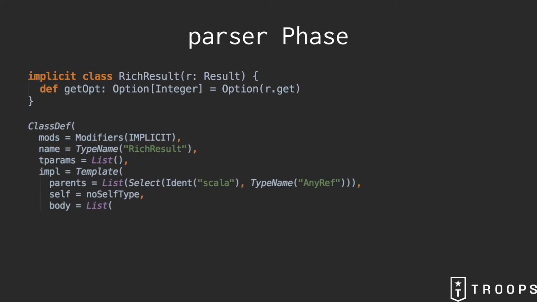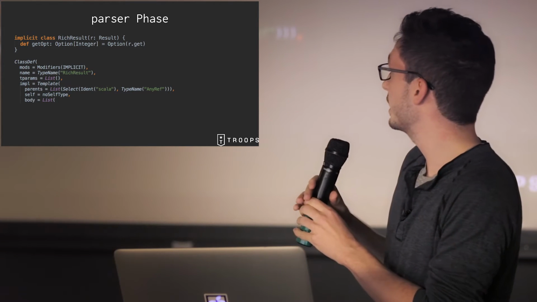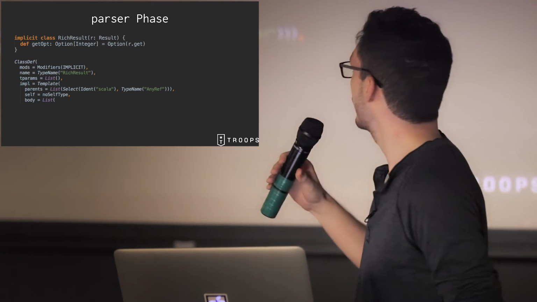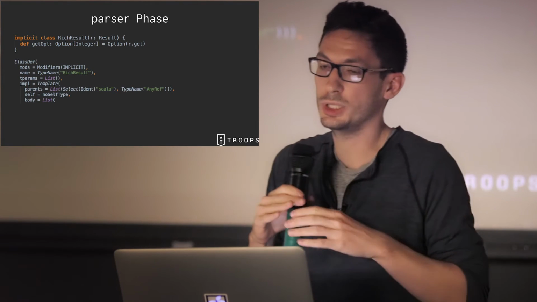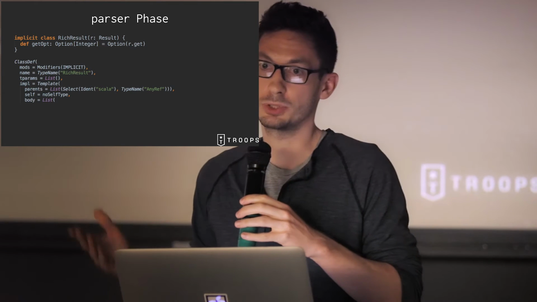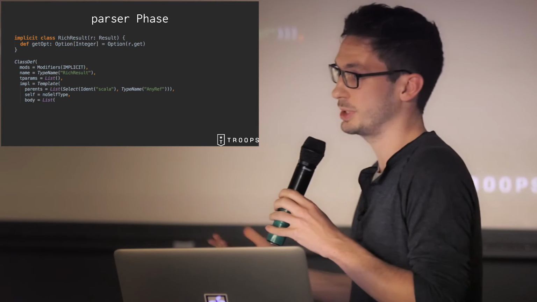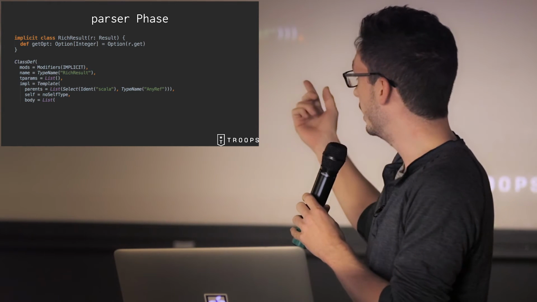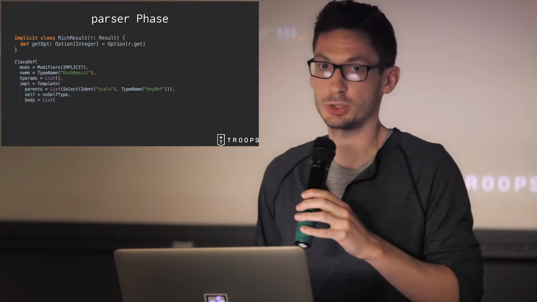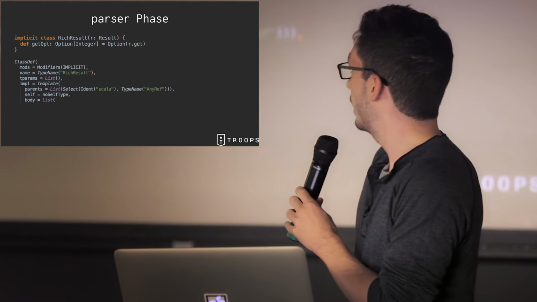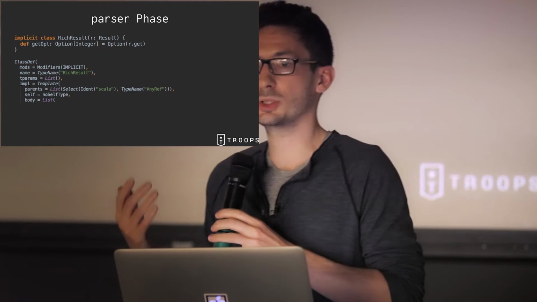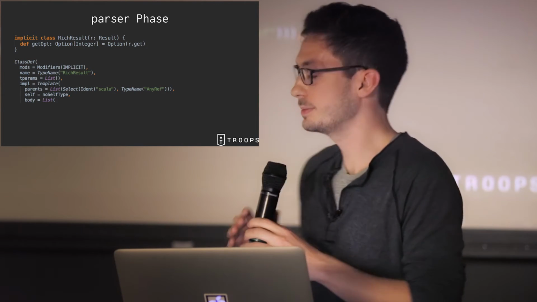It's a case class, and it's called ClassDef. ClassDef has some modifiers. In this case, the most important modifier is that this class is marked implicit. It has a name. So in Scala, there are two namespaces, for types and terms. In this case, because we're defining a type, a class, the name is a TypeName holding onto the string RichResult. The next parameter, tparams, is the list of type parameters. Because our RichResult has no type parameters, this is an empty list.